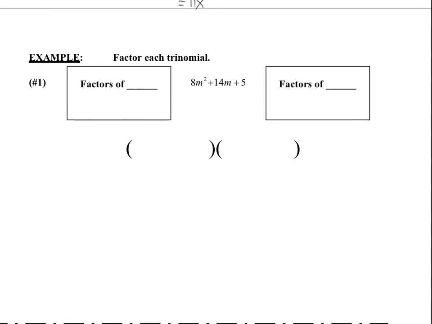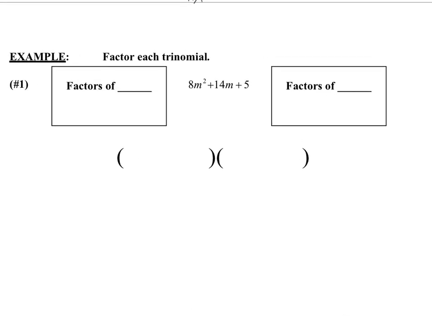So we're factoring the trinomial 8m squared plus 14m plus 5. We need the factors of the first term, 8m squared. So what multiplies to 8m squared? Well, we have 8m times m. It's always the number times itself, right? Or the first number times m. And what else multiplies to 8m squared? Well, we could do 4m times 2m.